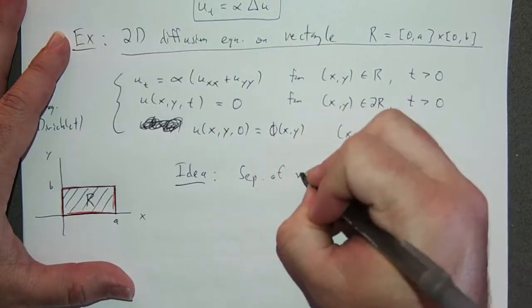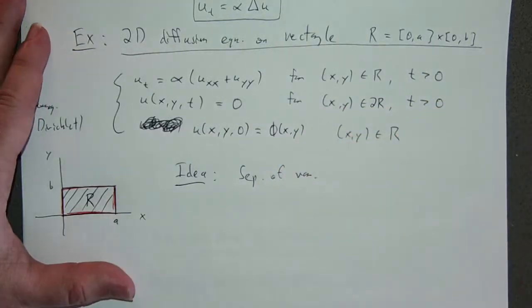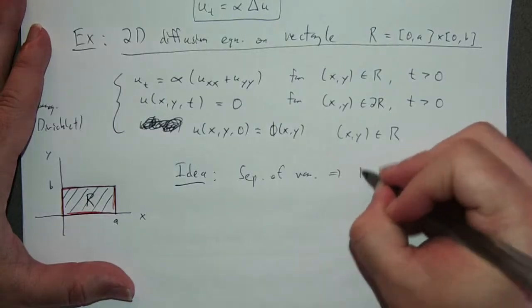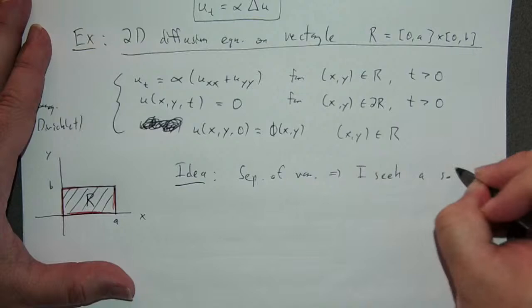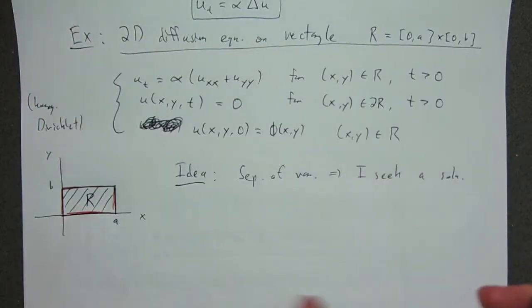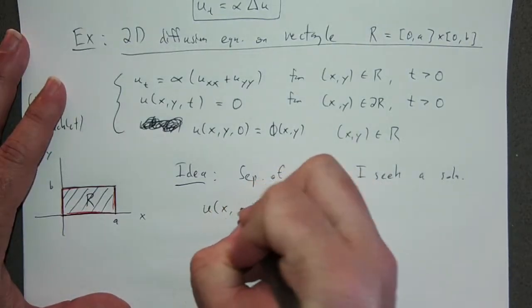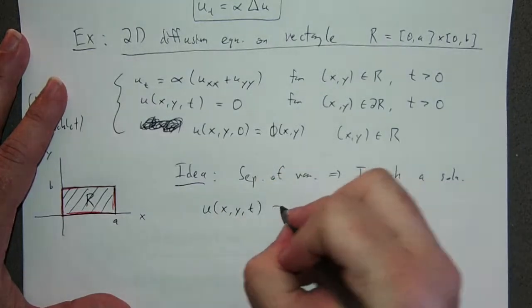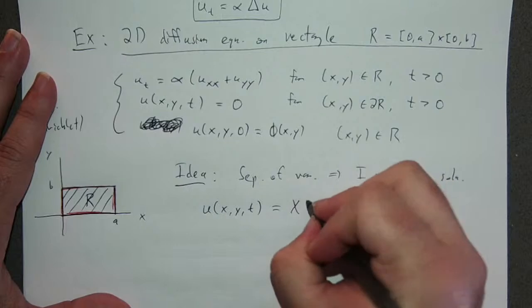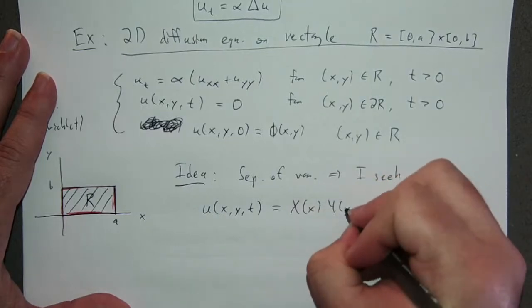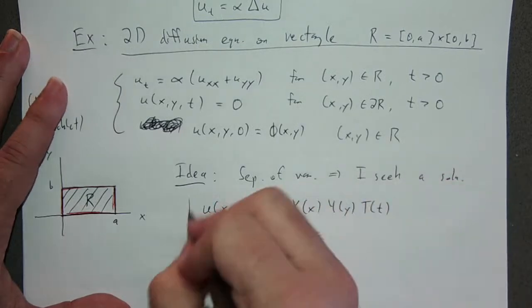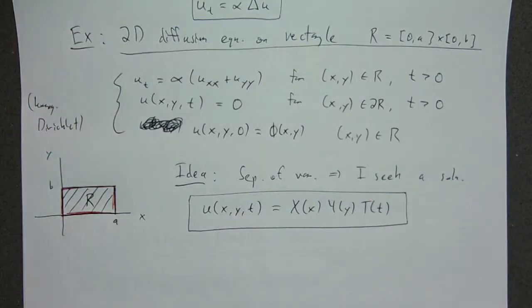And so what does separation of variables say for a problem like this? I seek a solution. You might say maybe I just separate the space and the time, but how about separate all of them, right? Separate each variable, even if they're space variables, separate those from each other too. So let's seek a solution that is completely separated, right? That is, it is a product X of x, Y of y, T of t. All right, pretty straightforward generalization of our process, right?